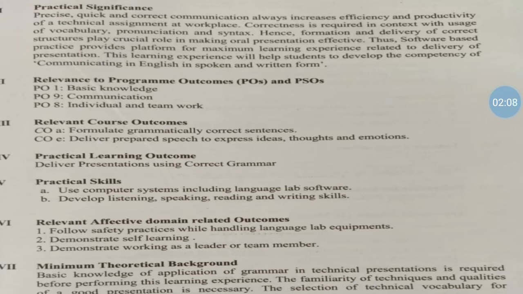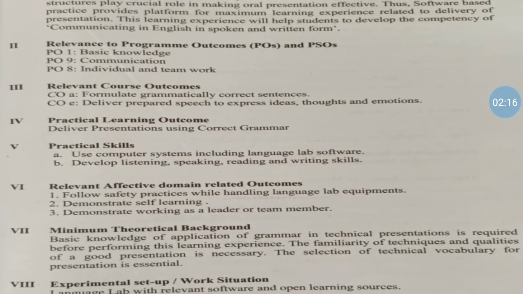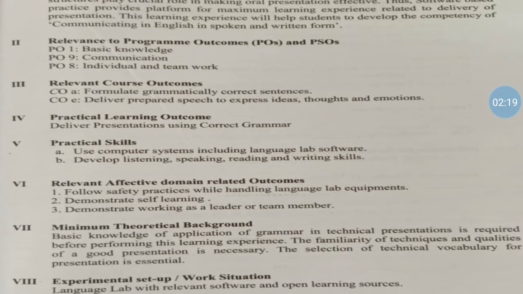The relevant program outcomes: basic knowledge required, communication skills, individual and teamwork also there. Relevant course outcomes: formal grammatically correct sentences, deliver prepared presentation speech to express ideas, thoughts and emotions. Deliver presentation on using correct grammar. Use computer system including the language lab software. Develop listening, speaking, reading and writing skills. Relevant affective domain related outcomes: follow safety practice while handling language lab equipment. Demonstrate working as a leader, as a team leader.